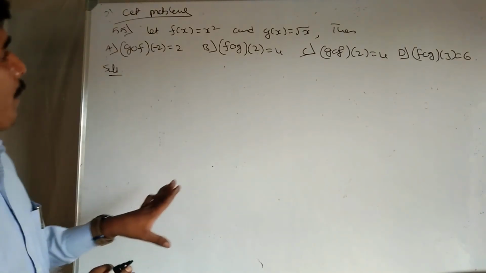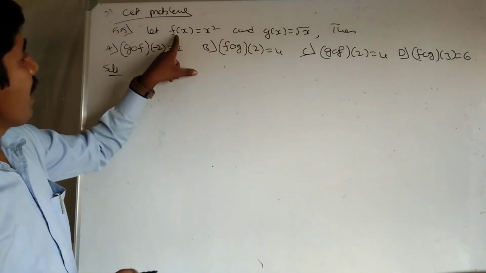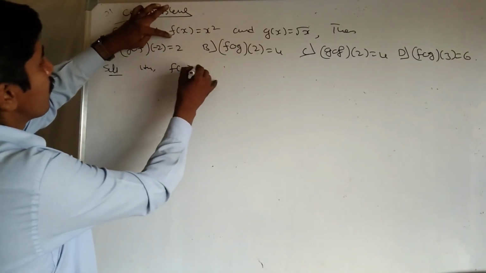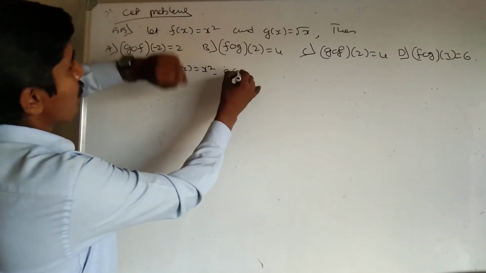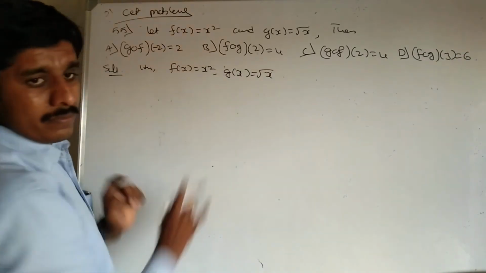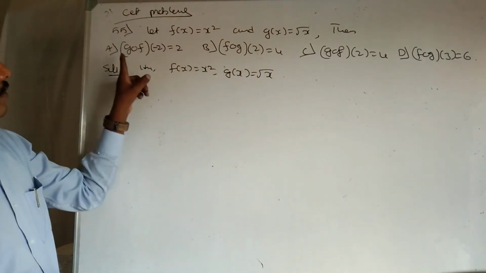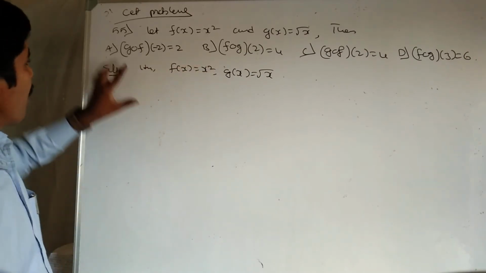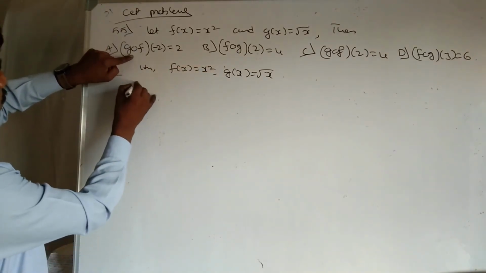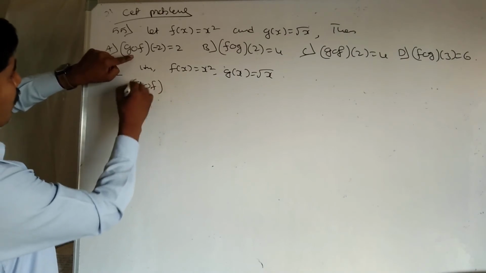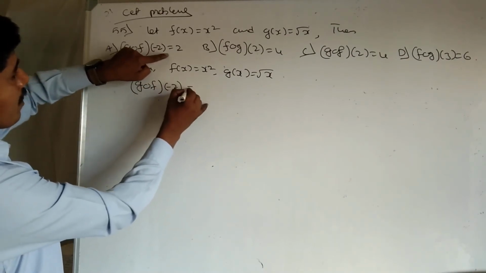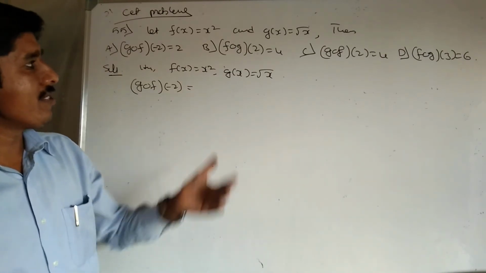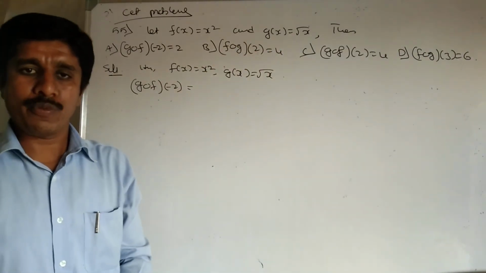So here we have f of x equal to x square and g of x equal to root x. Here we have to verify. I am verifying by using the options to find which is the right option. First option is g o f of the domain element minus 2. If you get RHS 2, then the first option is the right option. If you do not get 2, then you have to go for another option.